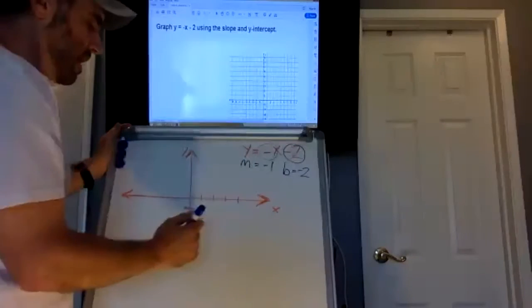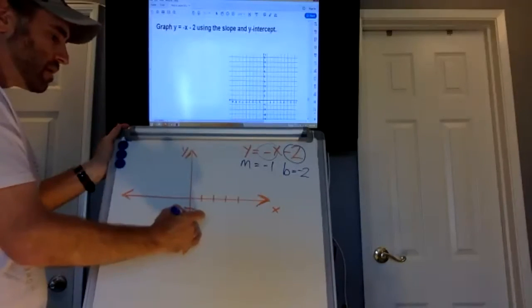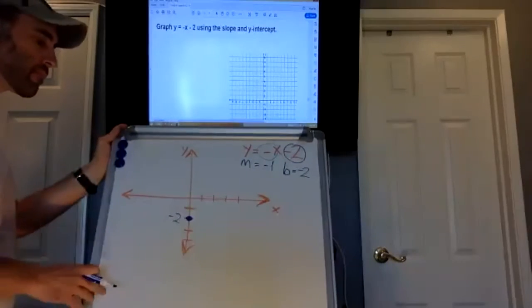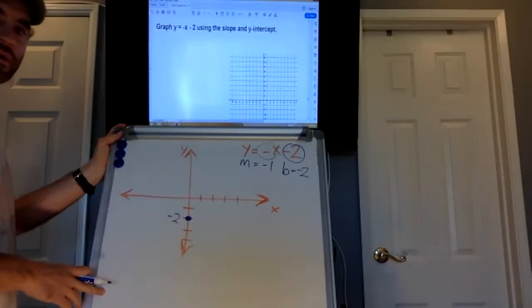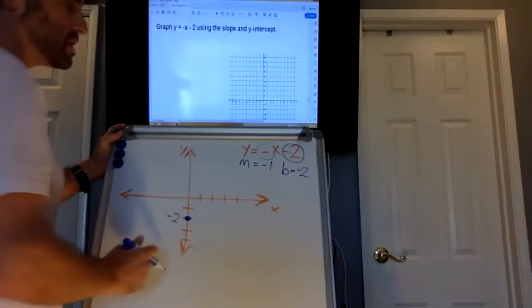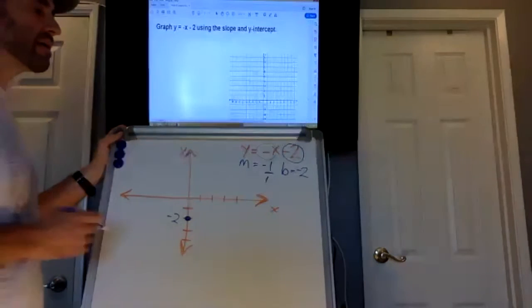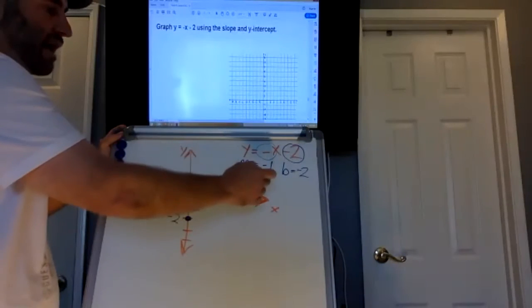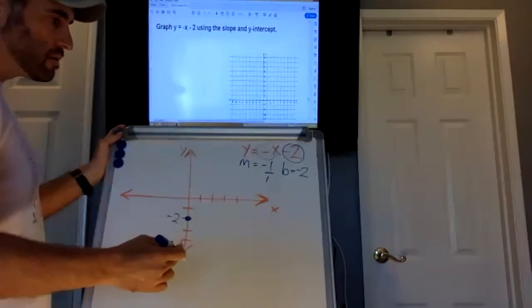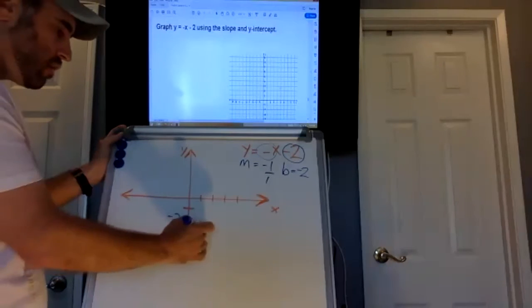All right, here we go. b is the y-intercept. That's my starting place at -2 right there. That's half the work. The second half of the work is the slope. I'm going to express it as a fraction so that I can see it as a delta y and a delta x. Okay, so I'm going to drop down 1 and go over 1.